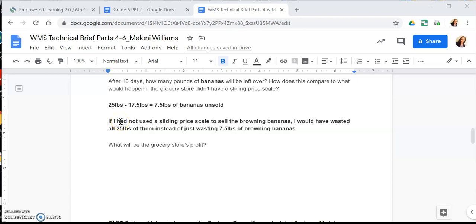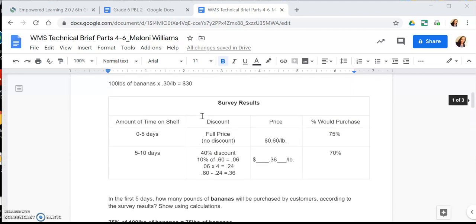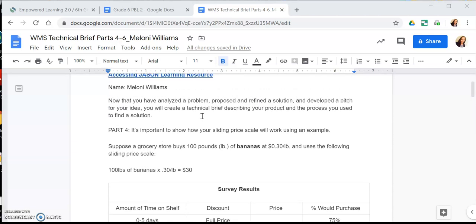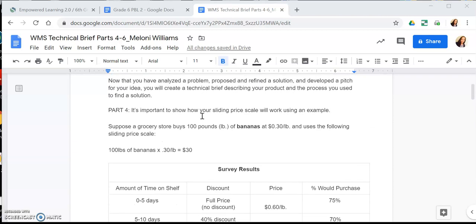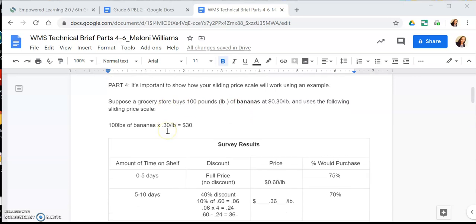In our last video, we left off completing assignment 4 from PBL 2, which is the technical brief parts 4 through 6. In assignment 4, we calculated the sliding price scale for 100 pounds of bananas, right? The original purchase price that we bought the bananas for was 30 cents per pound. So we spent $30 on 100 pounds of bananas.